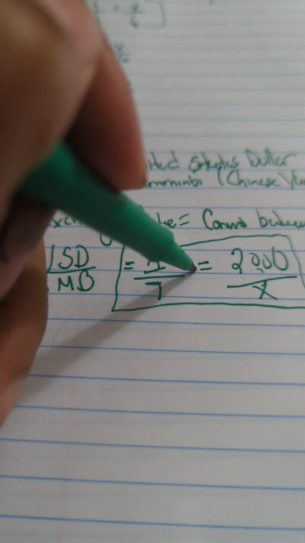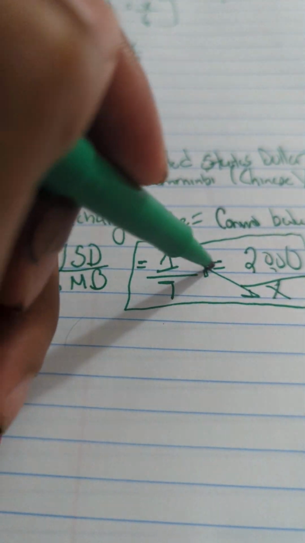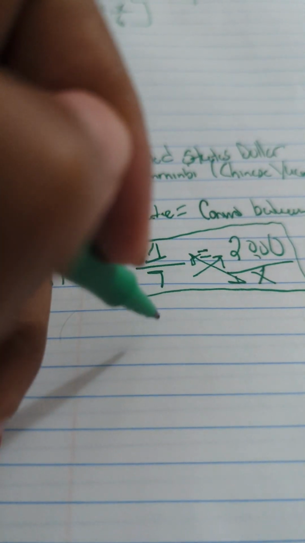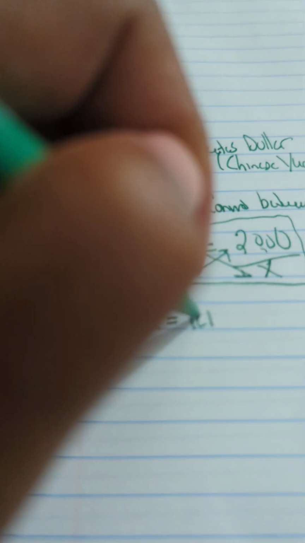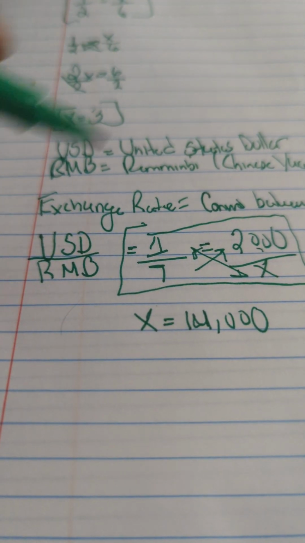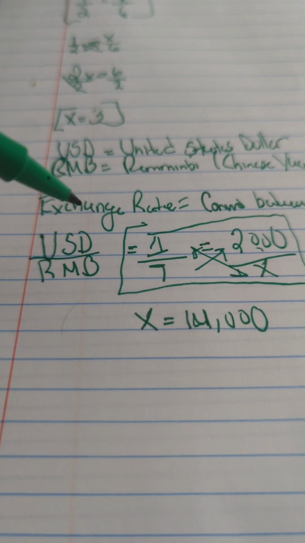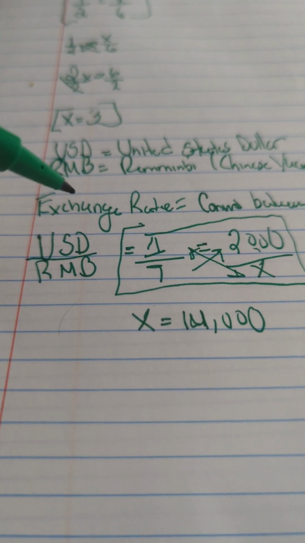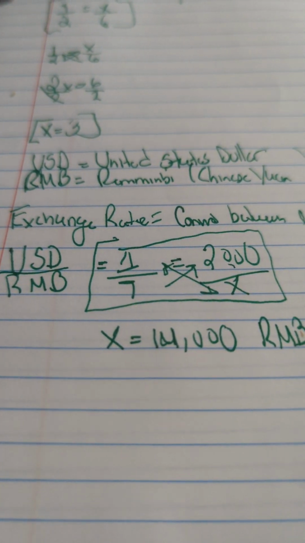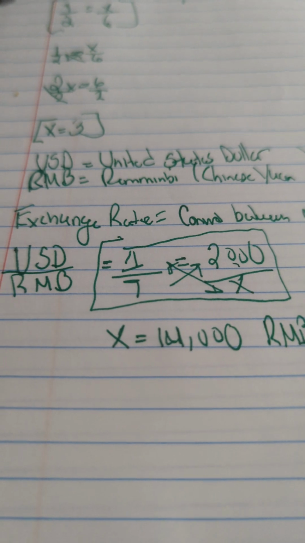So we cross multiply, right? And we say, okay, well, 1 times x is x, and 2,000 times 7 is 14,000, right? So we know that if we bring 2,000 US dollars to China, we should get back 14,000 RMB when it's exchanged, right?